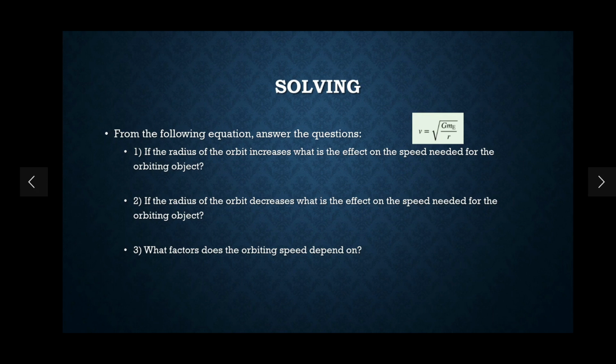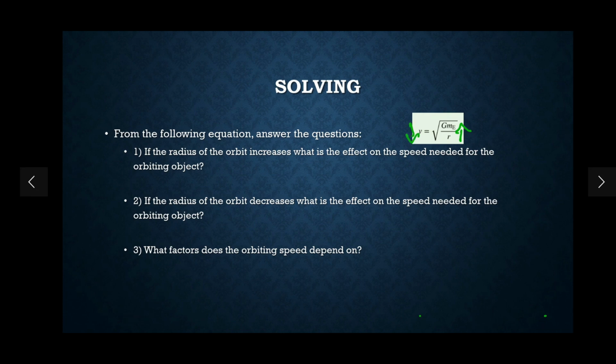Using the following equation, let's answer the relationship questions. V equals the square root of G M E over r. If the radius of the orbit increases, what is the effect on the speed needed for the orbiting object? If the radius increases, the speed needed will decrease, since if r increases, v will decrease.